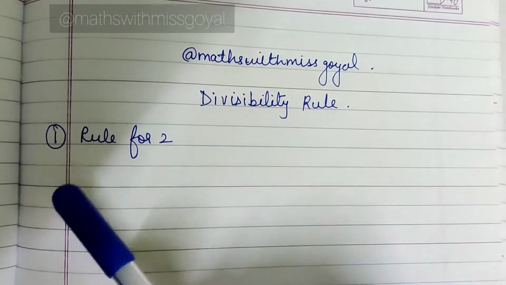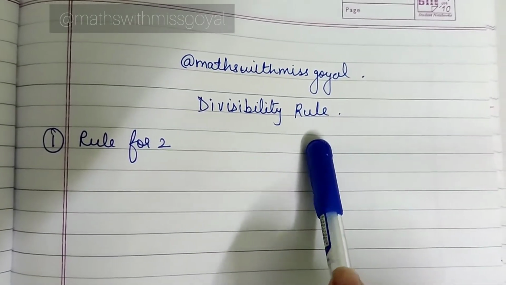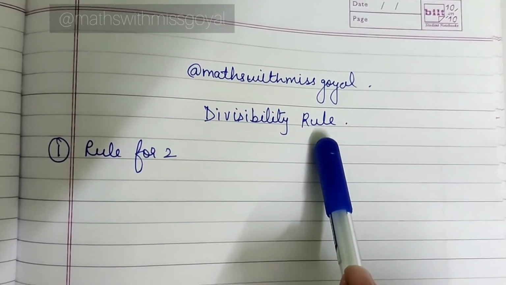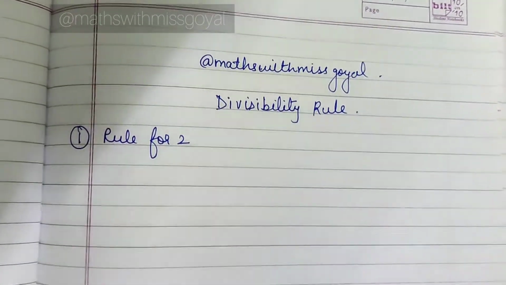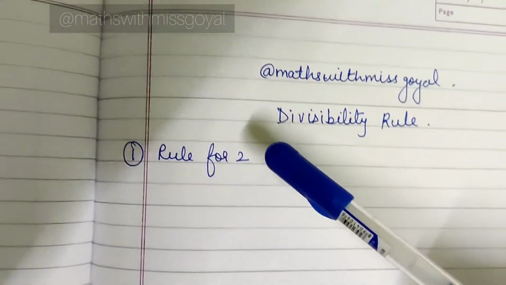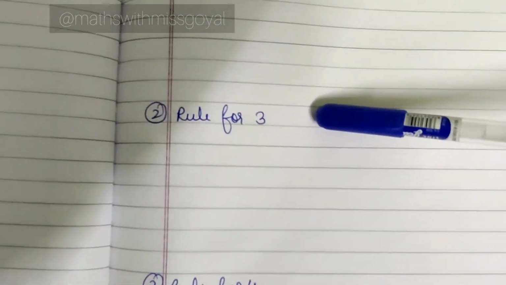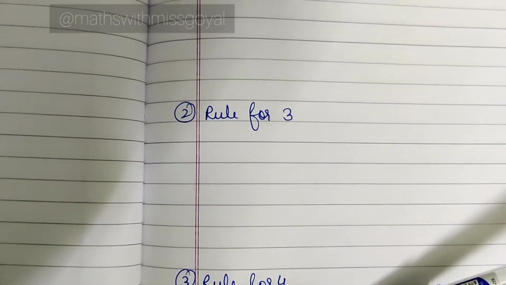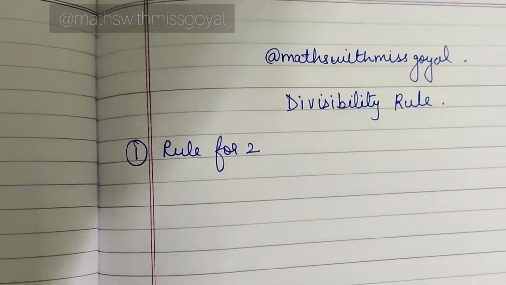Miss Koyal. Today we are going to discuss divisibility rules, and these rules are applicable when you want to do calculations or divisions quickly. So today we are going to discuss the rule for 2, rule for 3 and rule for 4. Very important and very useful in doing calculations much faster.